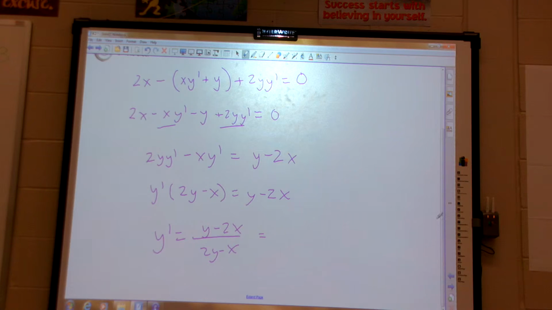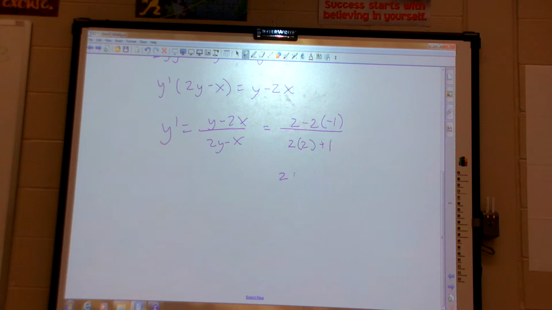Okay, so what was y? Help me out. 2. What was x? -1. So I have 2 times 2 minus negative 1, which will give me 2 plus 2 over 5. So I get 4/5. Yeah. That's my slope. And I still have the point, was it negative 1 and 2? Yeah. Okay, so let's do our tangent line.